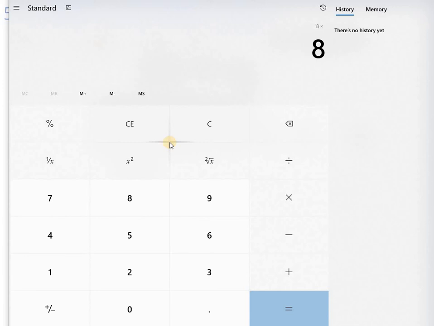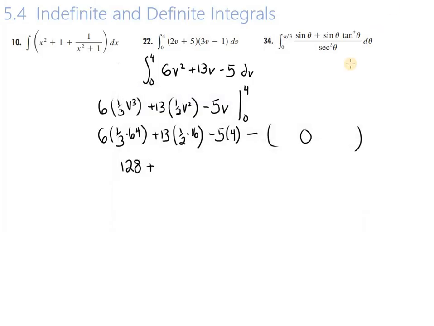8 times 13 is 104. I knew that. Of course I knew that. 104. And then 5 times 4 is 20. And we still got the minus 0 on the end.